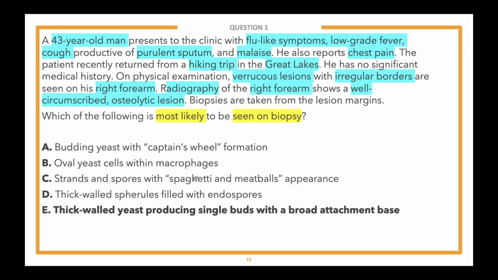And lastly, answer choice A. This is getting at that nice buzzword phrase, captain's wheel of paracoccidioidomycosis, which is something you see usually in the Latin American countries, not the Midwest of the Great Lakes.